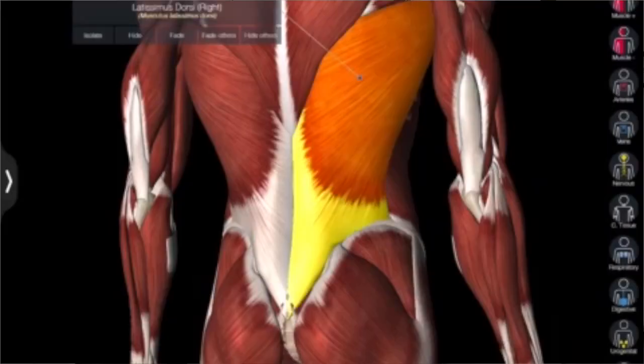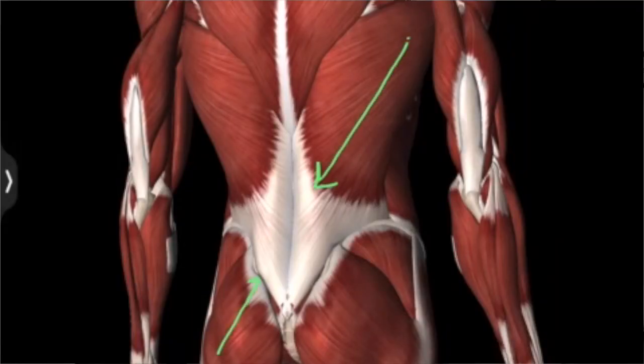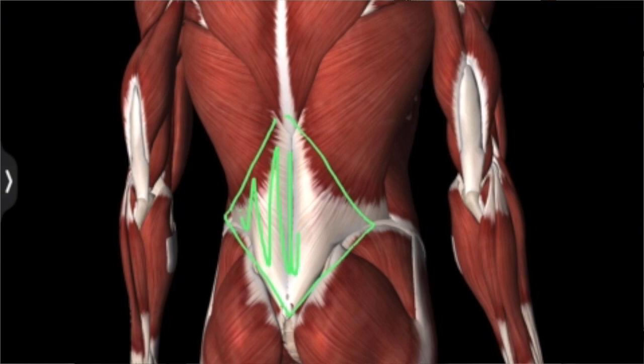So in this video, we're going to look at the most superficial or the top layer of muscles, and that includes the latissimus dorsi and the glutes. And those two muscles create this crossing X pattern in your low back, and they're connected by the thoracolumbar fascia. Now the thoracolumbar fascia is not a muscle, but it is a thick connective tissue that connects the muscles and provides support and stability for the lumbar spine.